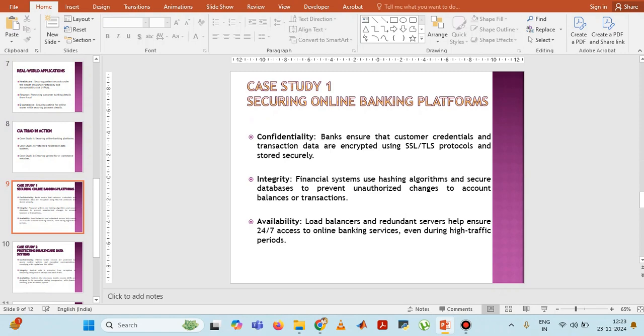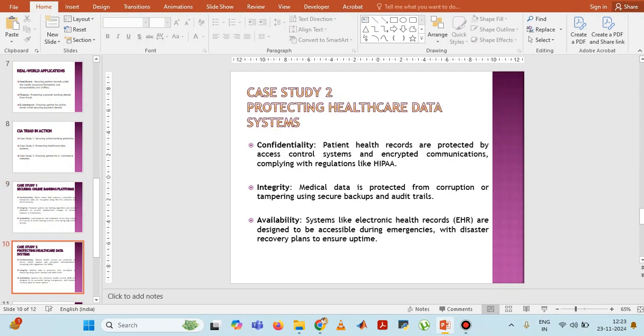Next is the integrity. Financial systems are using hashing algorithms and secure databases to prevent unauthorized changes to account balances or transactions. And the third point is availability. Load balancers and redundant servers help ensure 24/7 access to online banking services so that all the time the data are available to the end user even during the high traffic period.